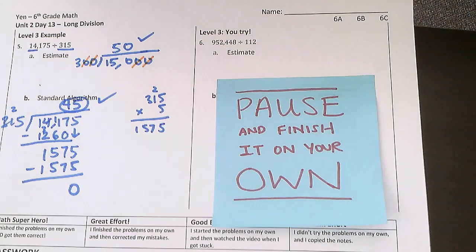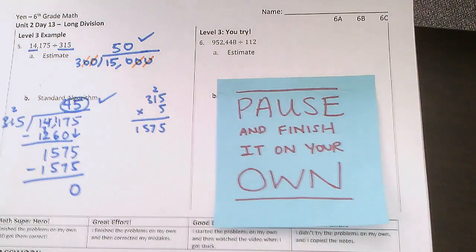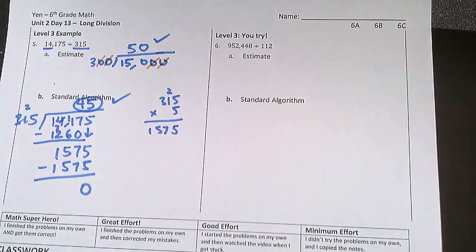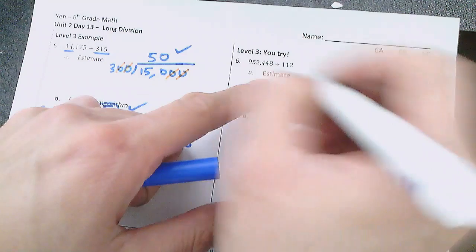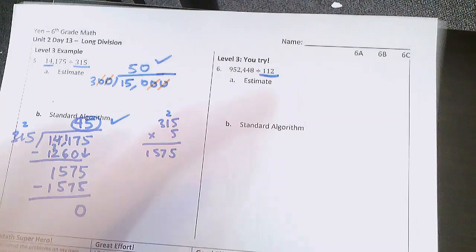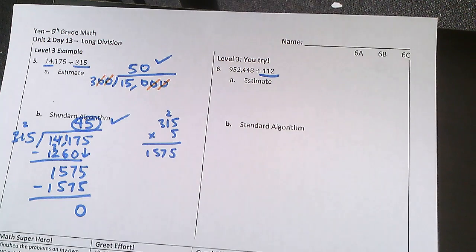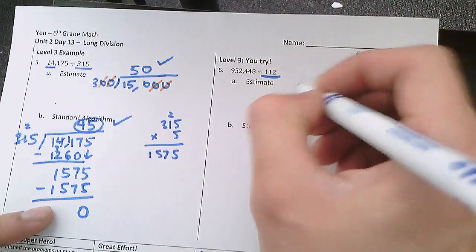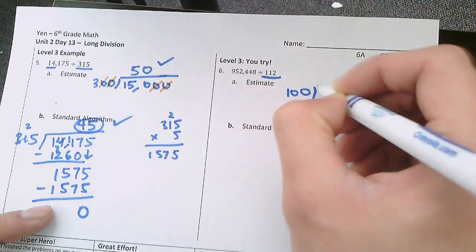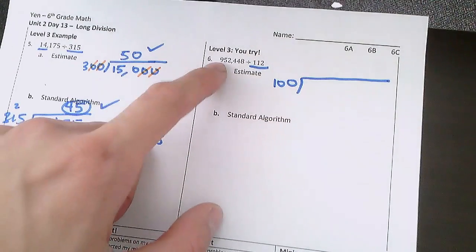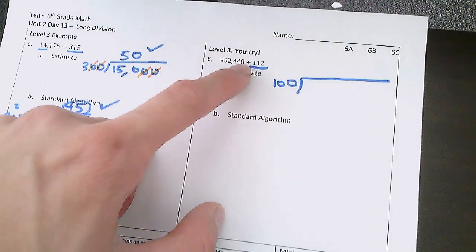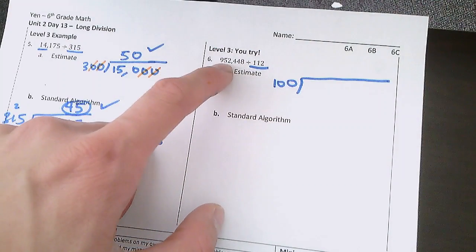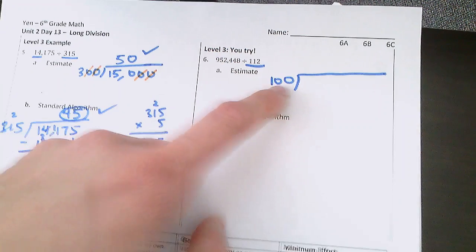Let's take a look. Let's estimate. Let's start with our divisor. 112, let's round it to the nearest 100. That's going to be 100. Then here, 952,000. Let's round this to a number that can be easily divided by 100.